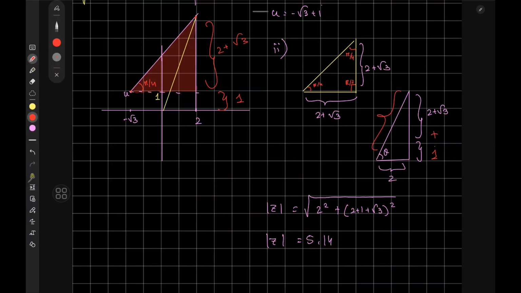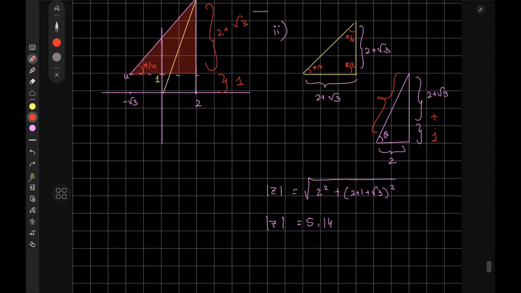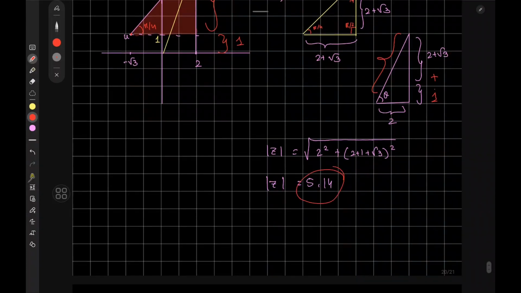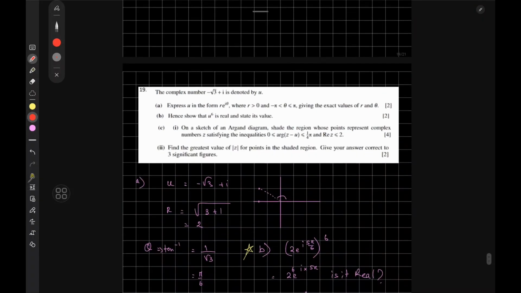Great. So if you know that, you just need to find this length. Theta doesn't matter because they want to know the magnitude of the distance. So now use Pythagoras theorem, and modulus of z is going to be given by root of 2 squared plus 2 plus 1 plus root 3, so 3 plus root 3, whole squared. You solve and get a value of 5.14, and that is the greatest distance of z modulus. That is it. All right, see you in the next video.